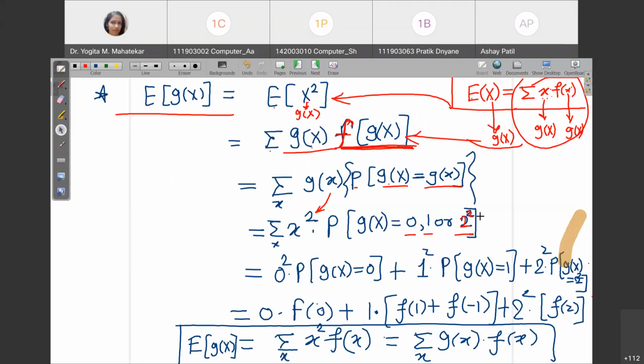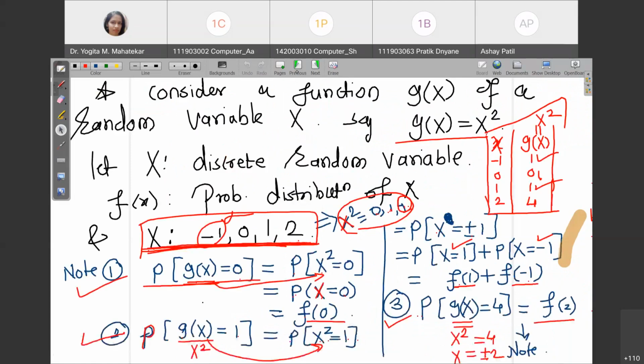And now you just substitute, because you know small x values are either 0, 1 or 4. So I am now adding separately. It is 0 square, X square, no? g(X) is X square. So 0 square into the probability that g(X) will take the first value 0, plus 1 square into the probability that g(X) will take the second value 1, plus the third value is 2 square, namely 4, into the probability that g(X) is equal to 2 square. Now what is meant by the probability that g(X) is equal to 0? Here we have calculated. First, the probability that g(X) is equal to 0 is f of 0. So that I will substitute here.